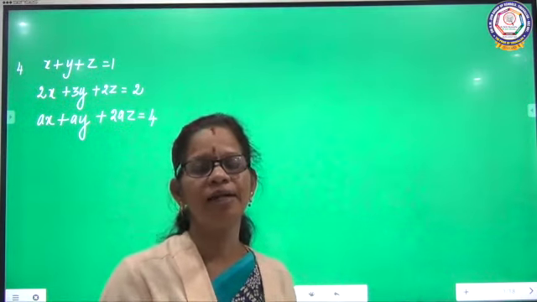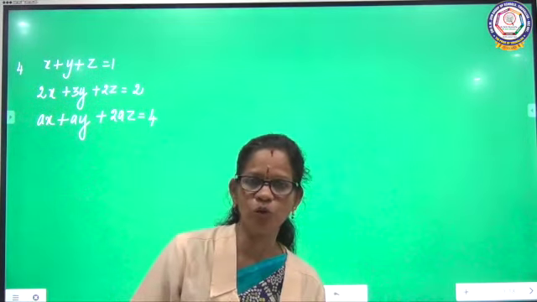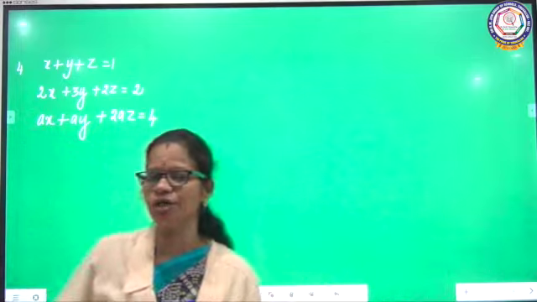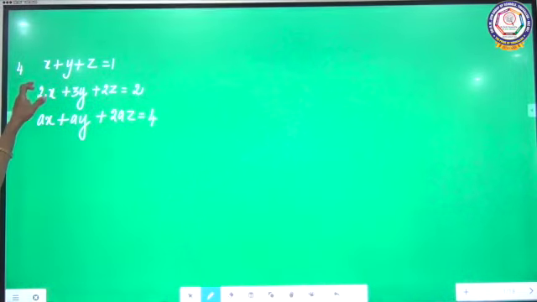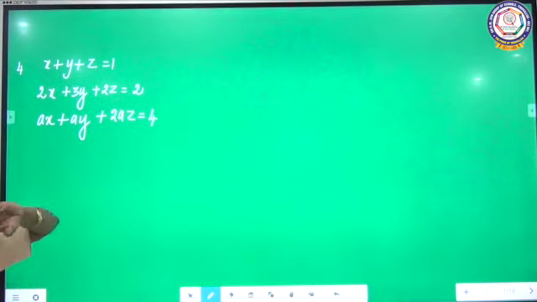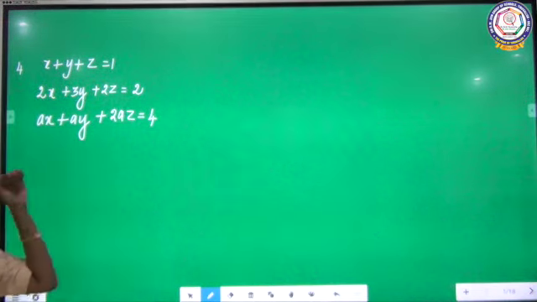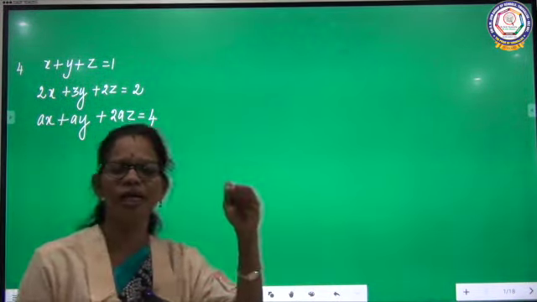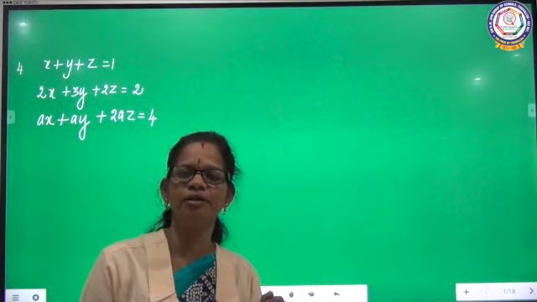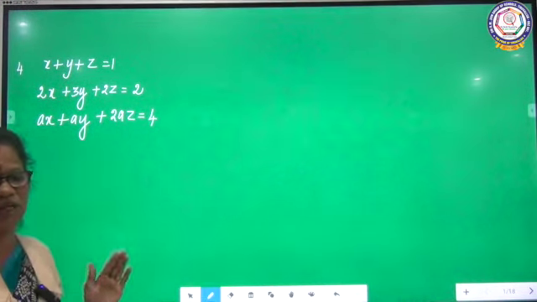The questions number 1 and 3, I discussed for 2 by 2. Here 3 equations are there, right? x plus y plus z, 3 variables, 3 equations. The same way you represented it in 2 by 2, you are going to write it in terms of a 3 by 3 matrix, that's all.